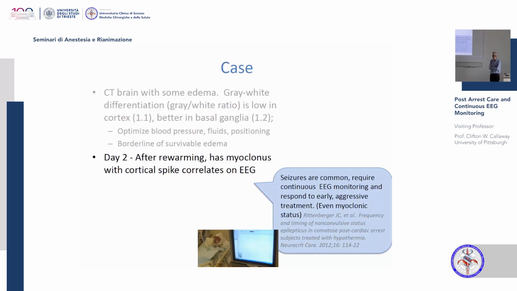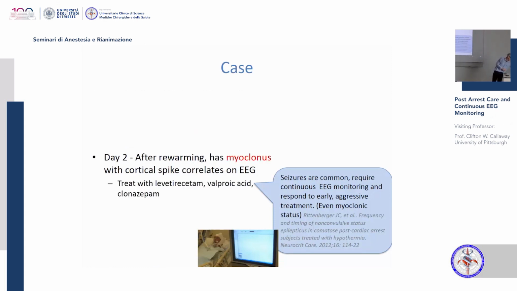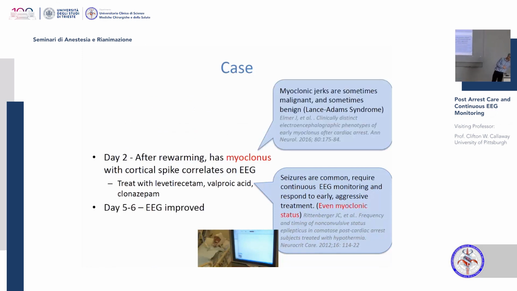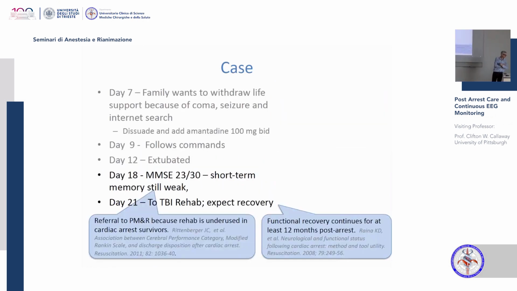His CAT scan was so-so, and his exam was, again, not encouraging, but his EEG was very responsive to treatment. If we gave medicines, we could suppress the jerking activity. And by 1 week, he improved. And by day 18, he's actually going to rehab with some memory problems and still some jerks.